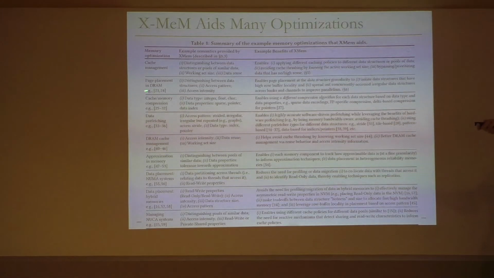Let me pick one. Compression is actually very interesting, I think. Today, systems, because they don't know information about the data, like the data types, like the properties of the data, sparsity, pointer, data index, compression algorithms are actually very general purpose. But if you actually communicate all of this information, you can make them more special purpose, and you can adapt to them. And that way, actually, you're much more efficient. So this is one example.